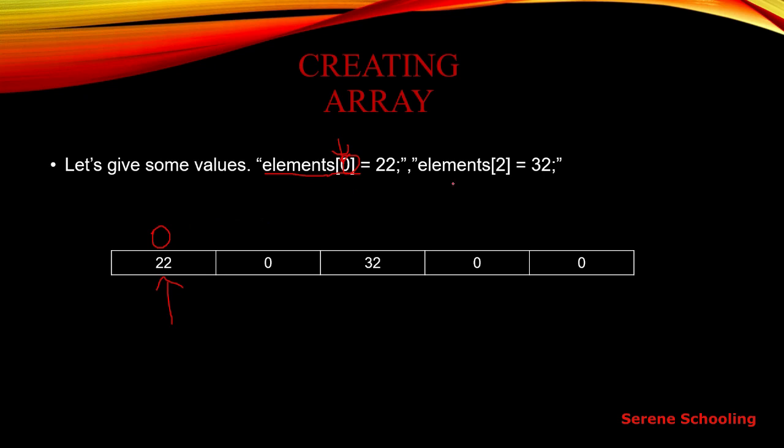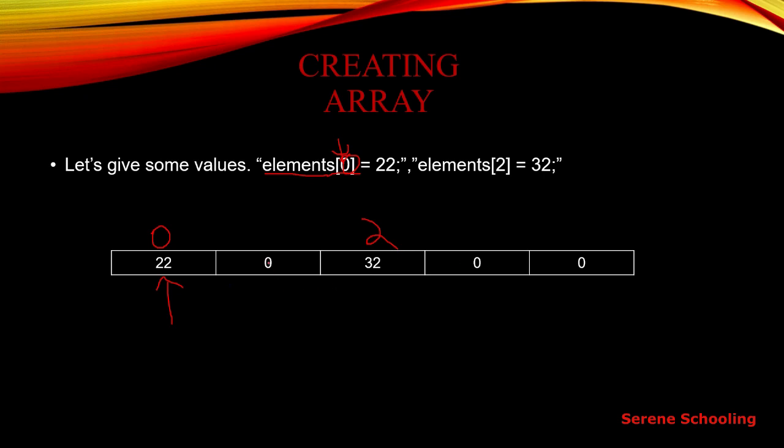Similarly, let's try accessing the second index. To access the second index, simply do the same thing, just replace 0 with 2 since we are accessing the second index, and let's assign 32 to it. This is our first index, remember, and this is our second index. So now our second index is 32, and all our other indexes are empty.